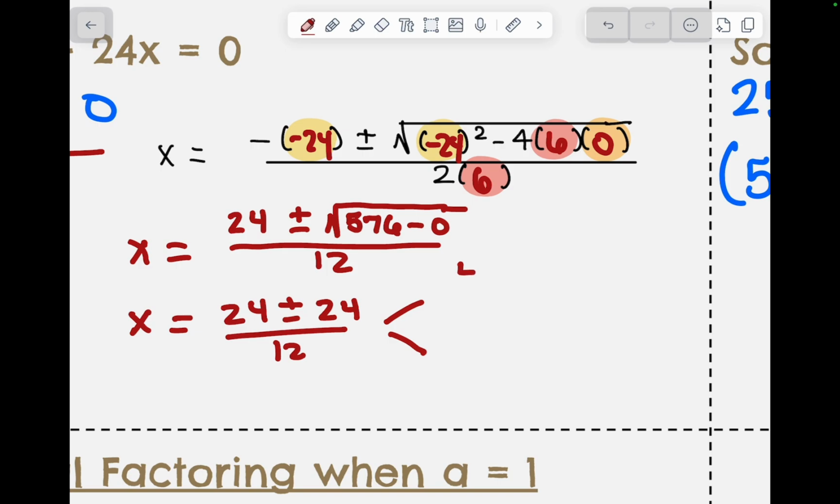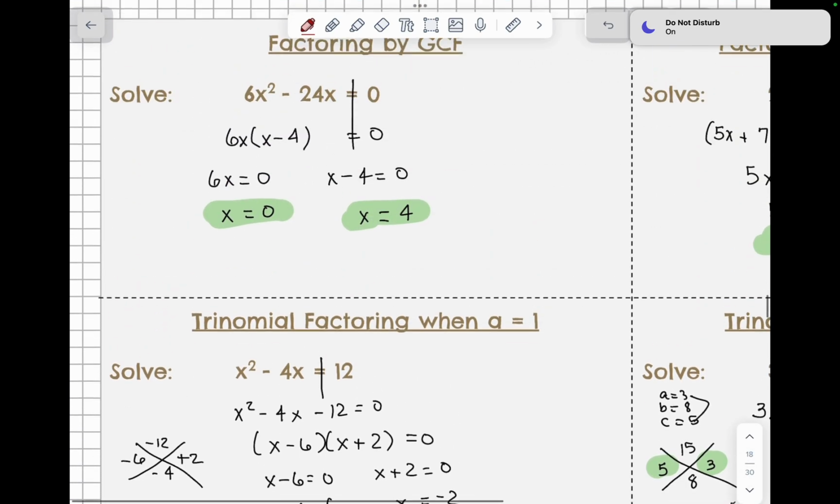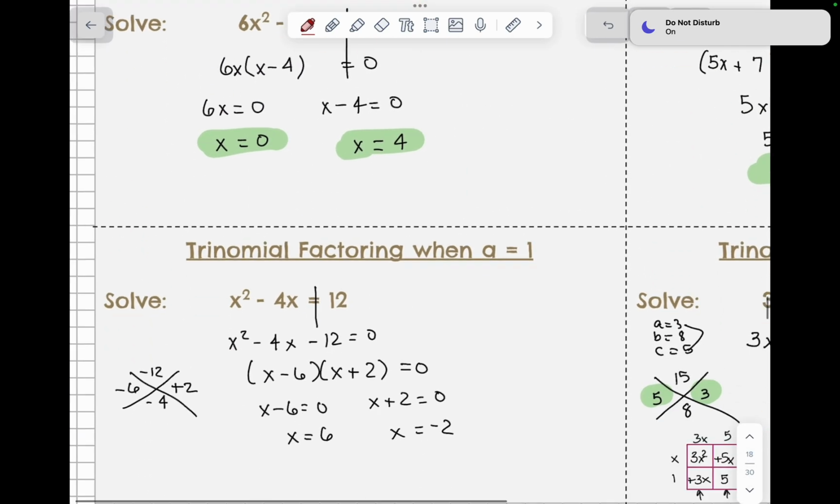We get 24 plus 24, which is 48 over 12, which is 4. And then we get 24 minus 24, which is 0 over 12. So that gives us a solution of 0. So that is our first solution. And you can see how it matches the solution that we got here, 0 and 4.